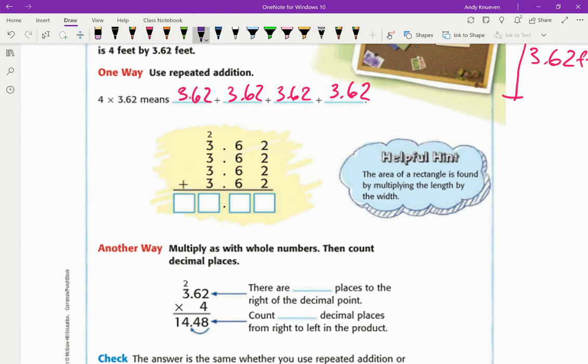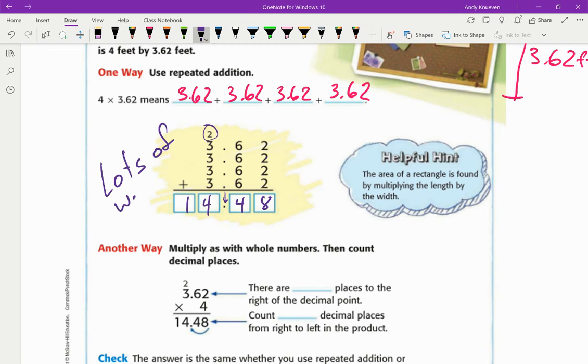2 plus 2 plus 2 plus 2. Well, 2, 4, 6, 8. All right, and 6 plus 6 plus 6 plus 6. Well, that's 24. 4 down, carry the 2, and they did that for us up here. That's nice of them. And then we have 3, 6, 9, 12, 14. And we add, just like we did in the last chapter, we bring down that decimal. We get 14.48. Goodness gracious, that's a lot of work.